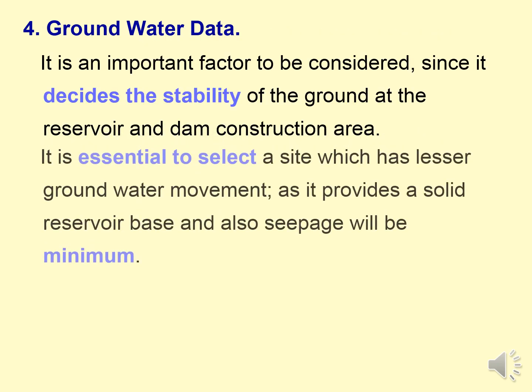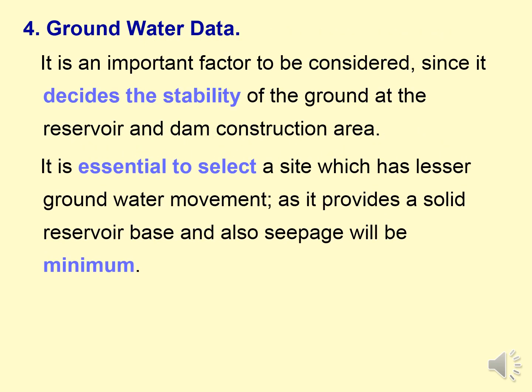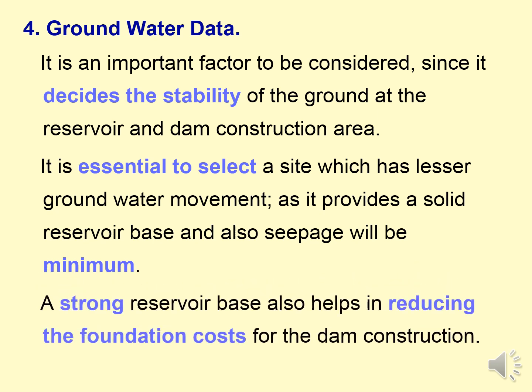Next is groundwater data I was discussing. It is an important factor to be considered since it decides the stability of ground at the reservoir and dam construction area. It is essential to select a site which has lesser groundwater movement, as it provides a solid reservoir base and seepage will be minimum. A strong reservoir base also helps in reducing foundation costs for the dam construction.